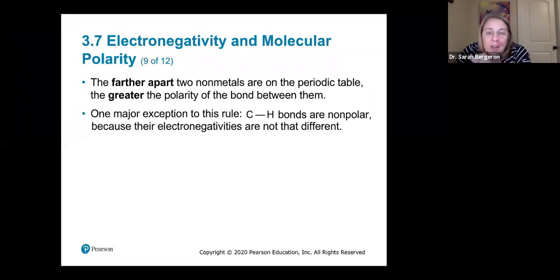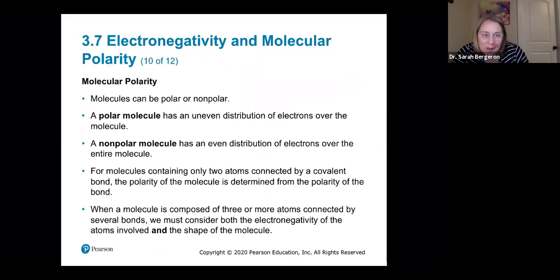carbon and hydrogen. Carbon and hydrogen bonds do have a difference, right? If you look on the electronegativity chart, carbon is 2.5 and hydrogen is 2.1. That gives you an electronegativity difference of 0.4. That is not zero, but it's really close to zero. And so we basically say that carbon-hydrogen bonds are nonpolar because the difference is so small. So that's one thing to keep in the back of your mind.